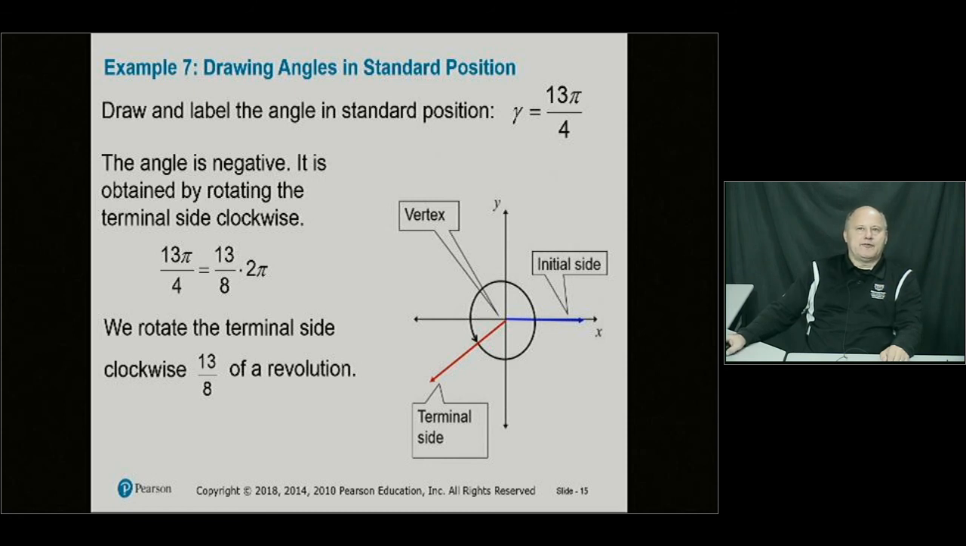So 13 pi over 4 ends up in the third quadrant. It splits the quadrant in half. But keep in mind, the angle is actually more than 2 pi radians. It's actually more than 360 degrees, right? So it went all the way around and then some.